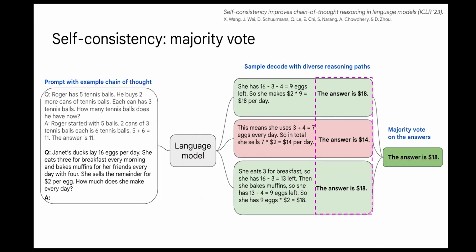Yeah, this slide shows that there's a little hack that you can do with chain of thought prompting, where you get the language model to give different reasoning paths, and then you take the majority vote over the final answer. And this has a surprisingly large performance gain.